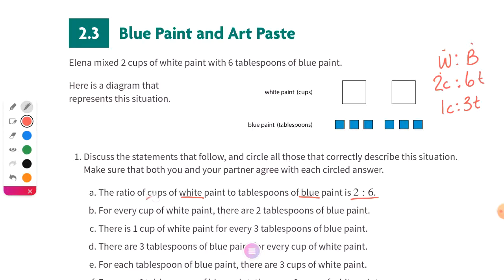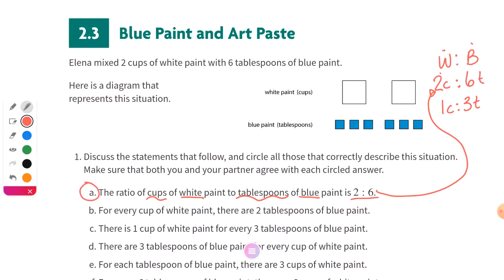And sorry, they had cups of white, tablespoons of blue. We needed to check. Well, it's one way we could write it. We're not saying it's the best way to write it, but it is a true statement. Okay, so let's circle A.